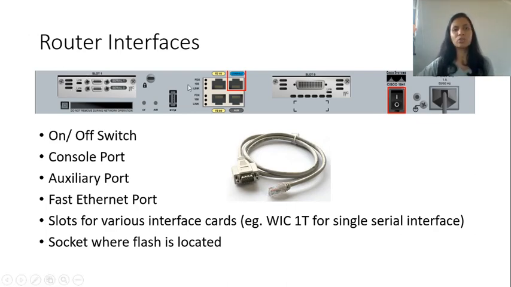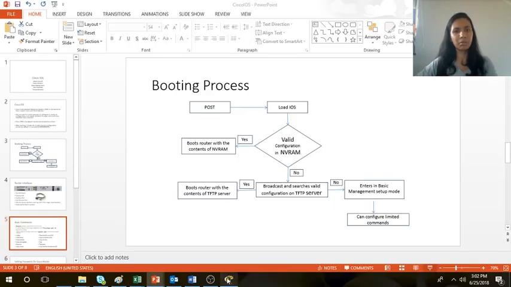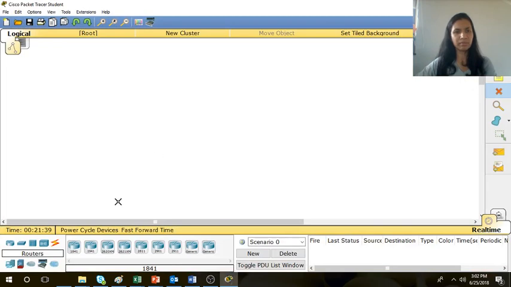Then you have got two slots present here, slot 0 and slot 1. In these slots you can insert different types of interface cards. You also have got this slot that you can see. This is the flash drive. Here is where your IOS is loaded. So your IOS would be present on the flash, which is going to be inserted in this slot that you can see here. We'll take a look at the router in Packet Tracer.